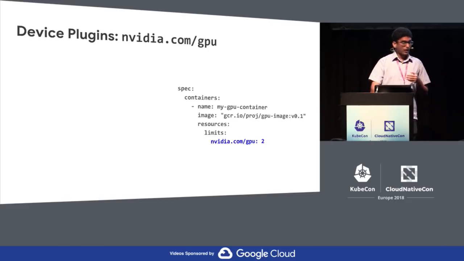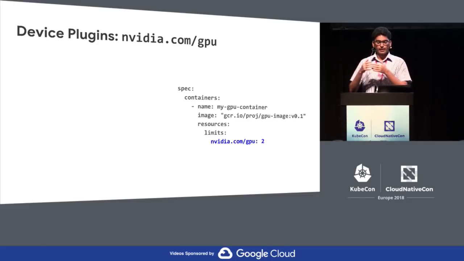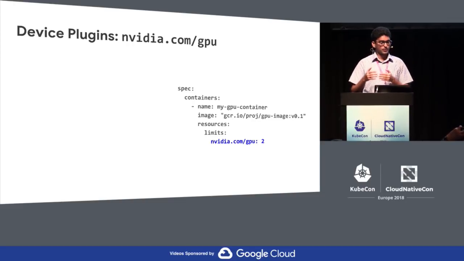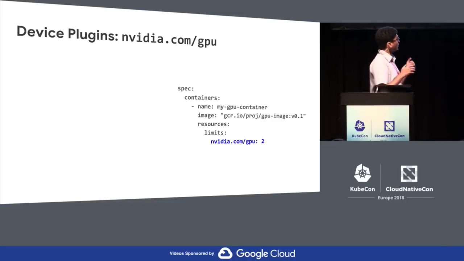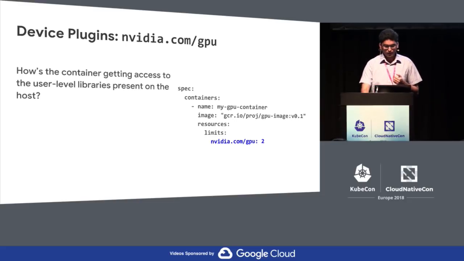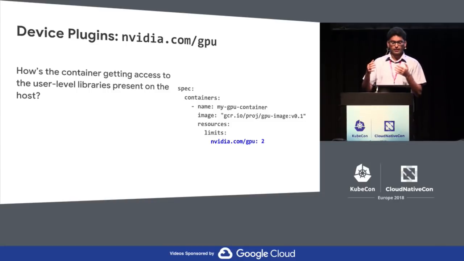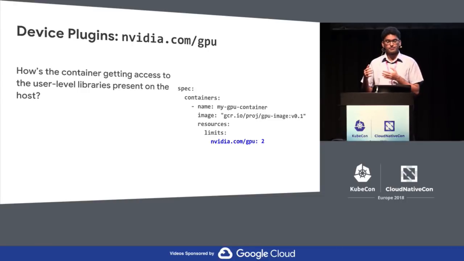So this is how it looks now. In blue, you see nvidia.com/gpu. All you need to do now is add the resource exposed by the device plugin in your resource requirements. For NVIDIA GPUs, that's nvidia.com/gpu. And once you do that, everything will work for you. You'll notice that there's no host-specific part in this pod spec, right? But now, where is the magic? There's no host-specific part in the pod spec. How is the container getting access to the shared libraries present on the host?